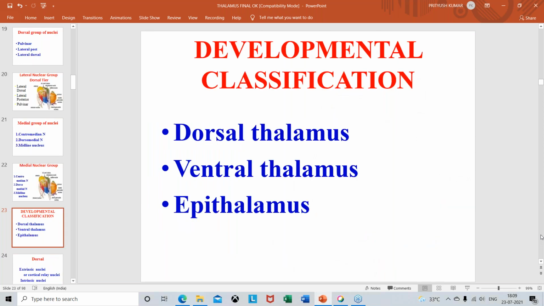Now we can classify on the basis of development. Till now we have classified the various thalamic nuclei on the basis of anatomy and structure. Now, on the basis of how these nuclei have developed, we can classify the various thalamic nuclei as dorsal thalamus, ventral thalamus, and the epithalamus.